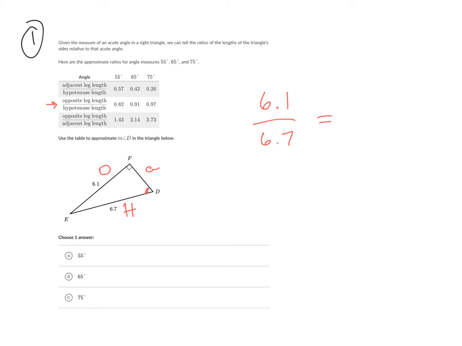If I get 0.82, it's a 55 degree. If I get 0.91, it's 65, or if I get 0.97, it is 75 degrees. So typing into a calculator, 6.1 divided by 6.7, I get an answer of 0.91. And then that tells me that my answer must be this 0.91, so that is 65 degrees.